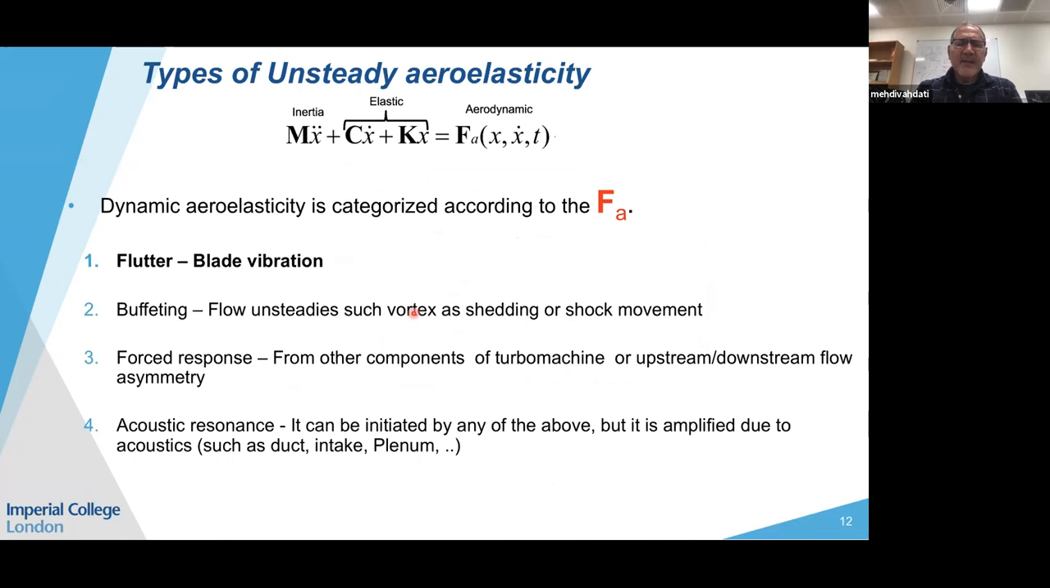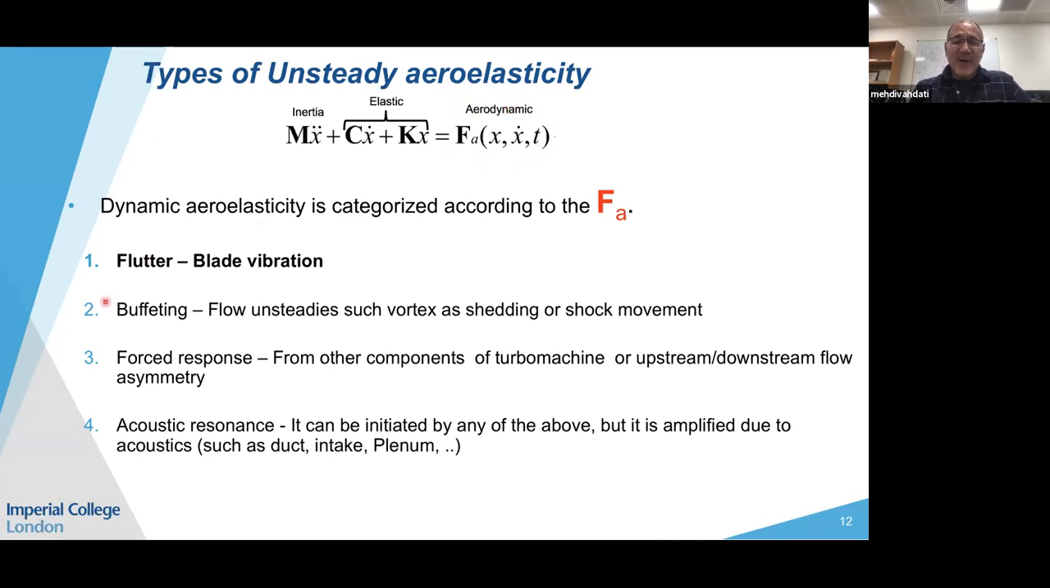So there are different types of unsteady aeroelasticity. And if you look at textbooks, you see different names, and different authors and different countries use different names. And here I try to summarize the different types of aeroelasticity that I'm aware of. The different types of aeroelasticity are classified according to how the unsteady forcing on the blade is created. Depending on the way that you create this unsteady forcing, in the literature you find different names.